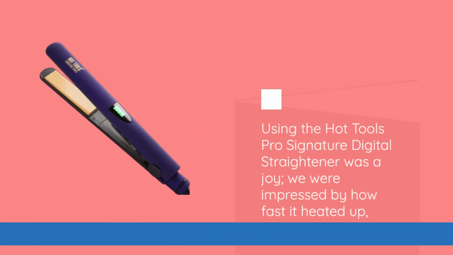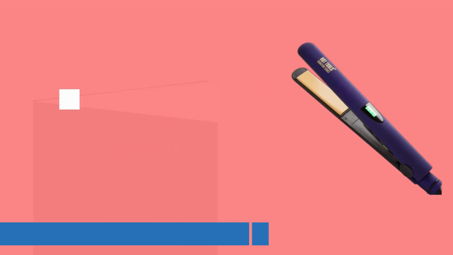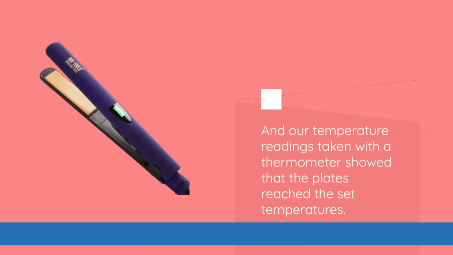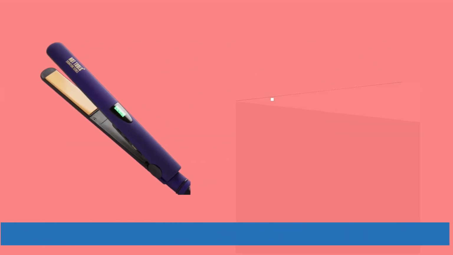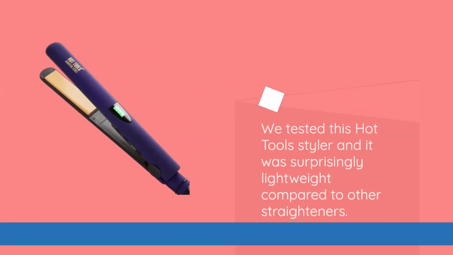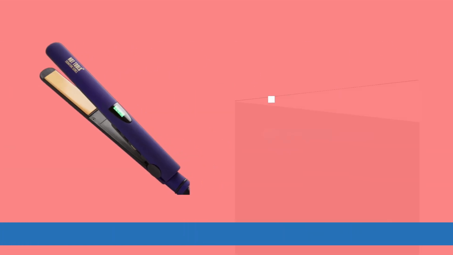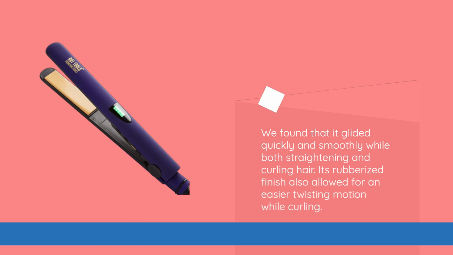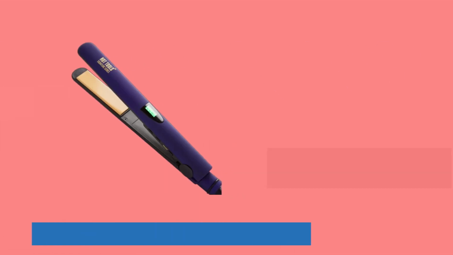Using the Hot Tools Pro Signature Digital Straightener was a joy. We were impressed by how fast it heated up. And our temperature readings taken with a thermometer showed that the plates reached the set temperatures. We tested this Hot Tools styler and it was surprisingly lightweight compared to other straighteners. We found that it glided quickly and smoothly while both straightening and curling hair. Its rubberized finish also allowed for an easier twisting motion while curling.